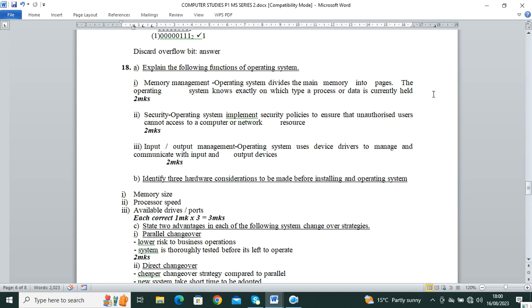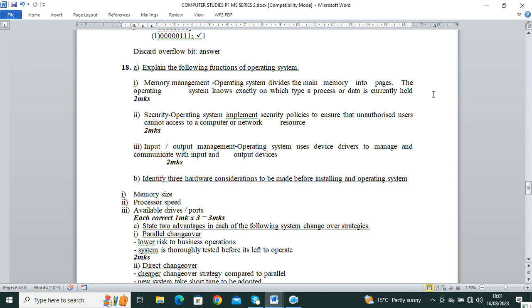Then the answers are as follows. How can you explain memory management? The operating system divides the memory into pages or slices. The operating system knows exactly which type of process or data is currently held in the memory. Remember, in computer studies, don't give stories like in history. Just give points straight to the answer, and then you score your A.